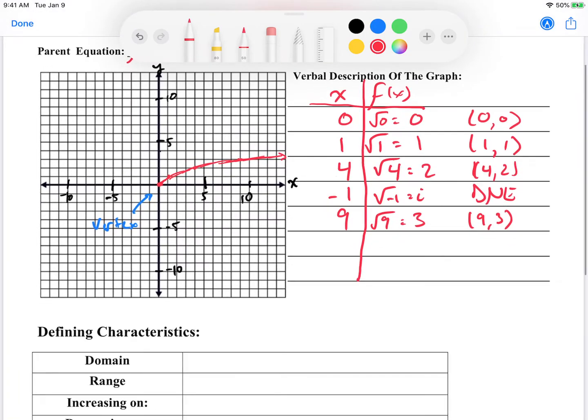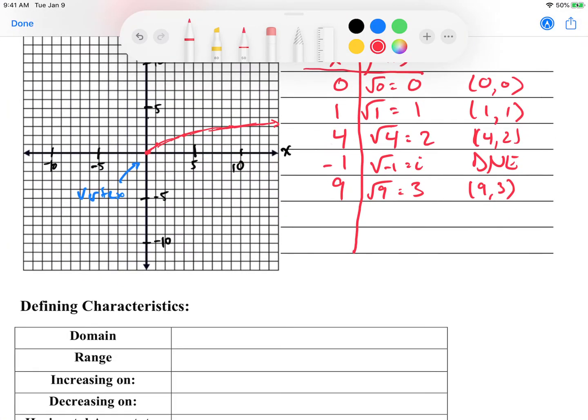So if we do our defining characteristics, we notice that this is one of the first ones that we have a restricted domain. My domain this time is not all real numbers. Where is it? What's my domain? Where do I start?